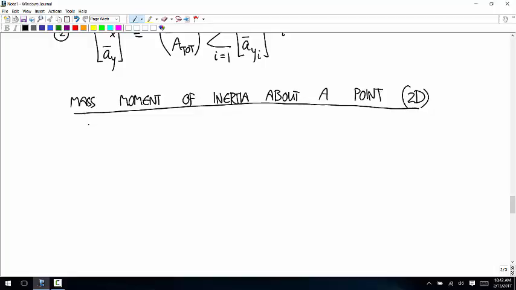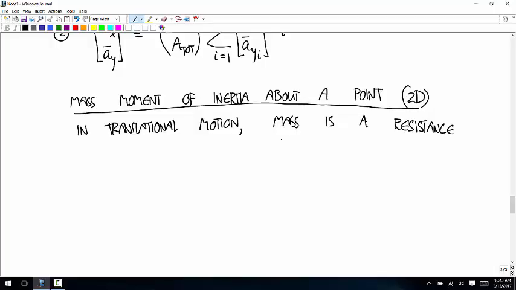So the way you should think about this is as a rotational analog of the mass. So what does the mass do in translational motion? You can think sort of loosely of mass as a resistance to motion. Well, it's really a resistance to acceleration, but I think that'll do for how to store this in your brain.